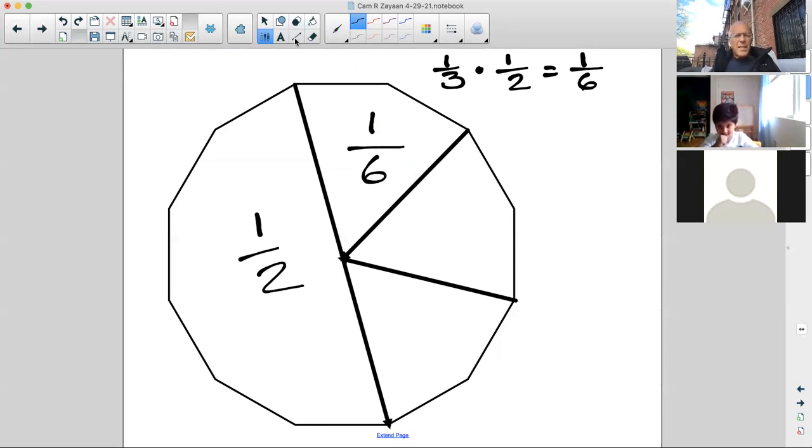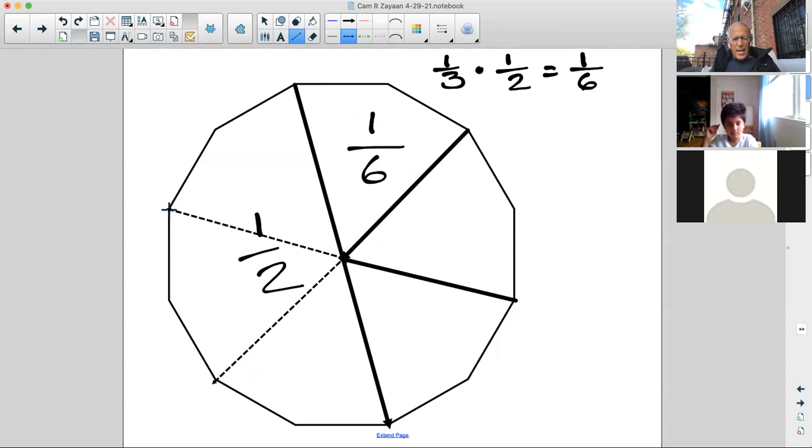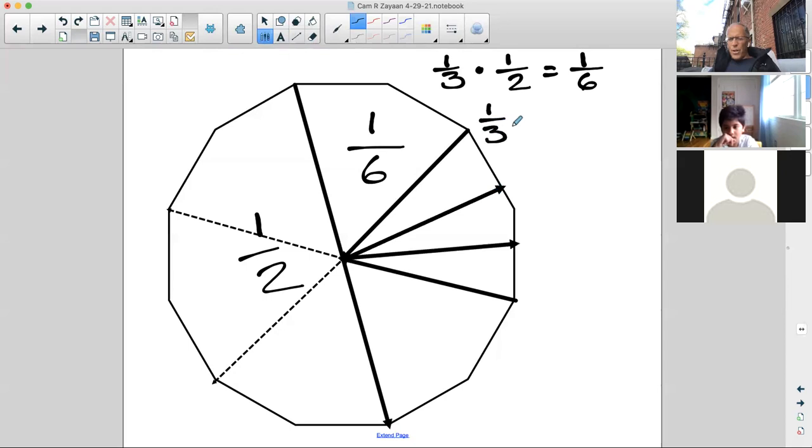And I want you to see, Zion, that if you were to cut this entire figure into equal pieces, can you count that there are 6 of them? Yes, there are 6. Now what happens if I cut the 6th by thirds? So now I am taking 1/3 of 1/6.